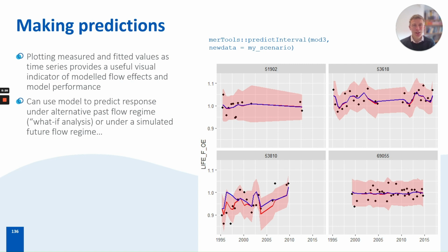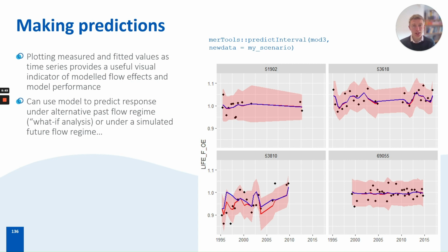To do that, we've constrained the Q95 flow statistics in our model so that they can't drop below a certain value, and then plotted up the predictions under this new flow scenario. These are shown by the blue line on the plot and can be compared with the red line representing what's happened historically. We can see that for 3 of the 4 sites, the blue and red lines are virtually identical. This indicates that imposing a minimum flow in the river would have little or no benefit for the invertebrate community.